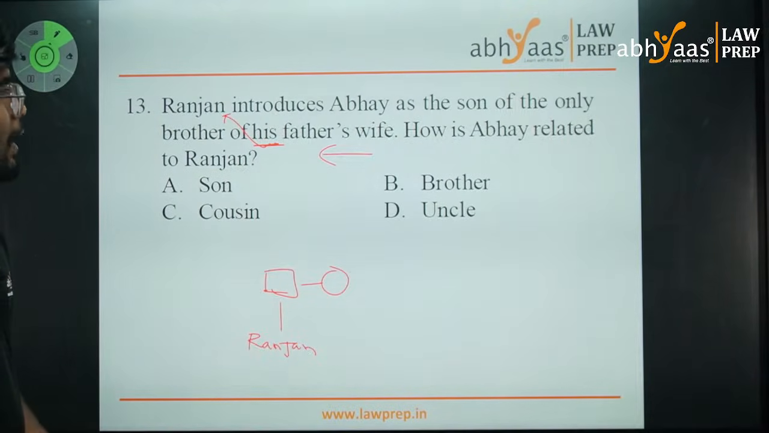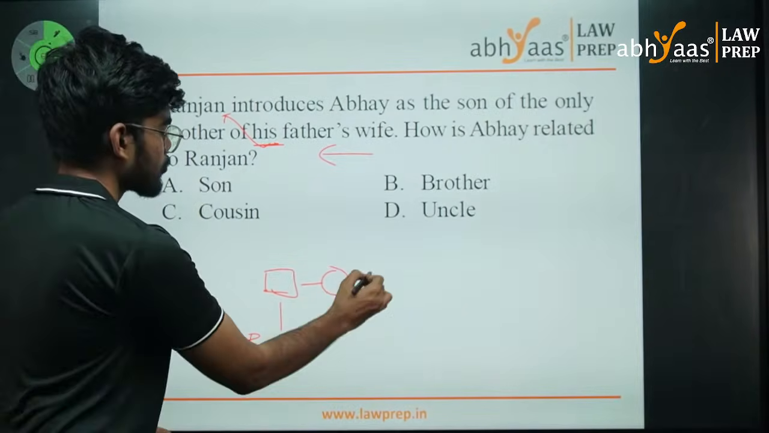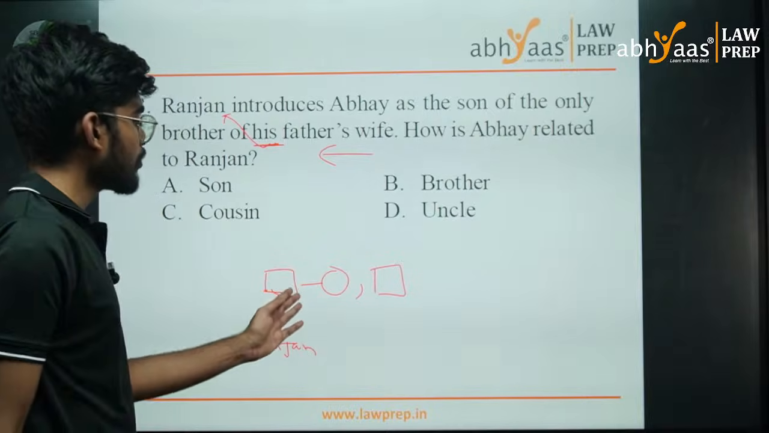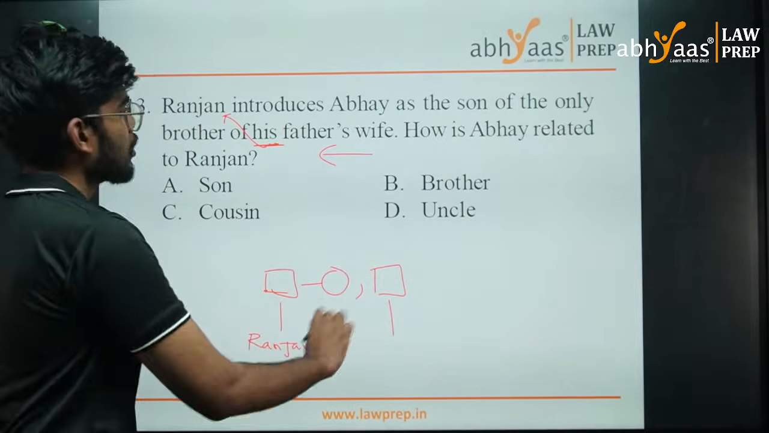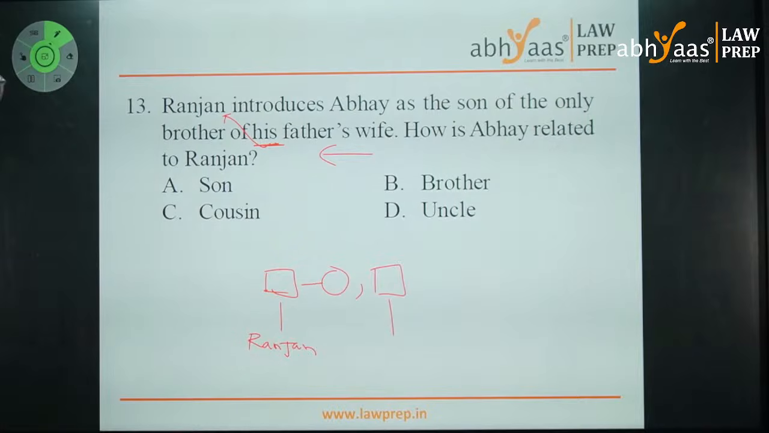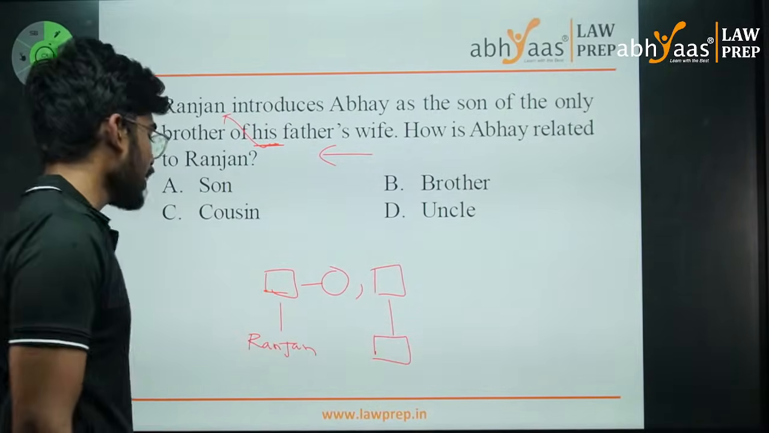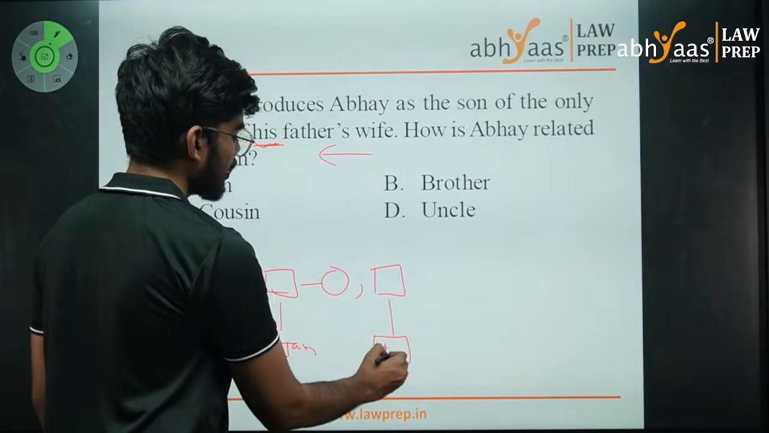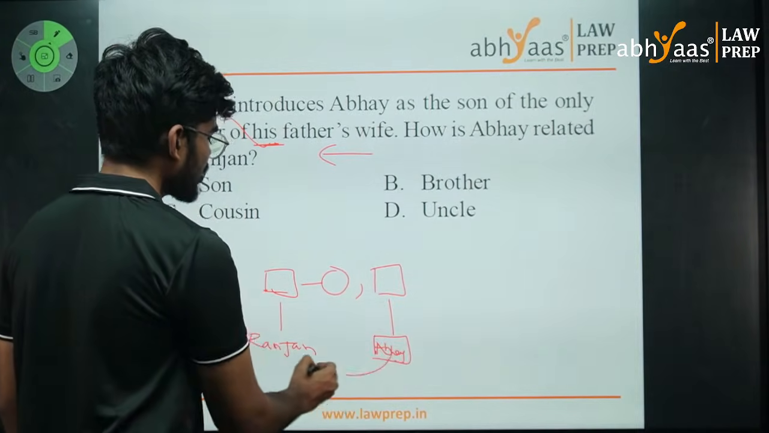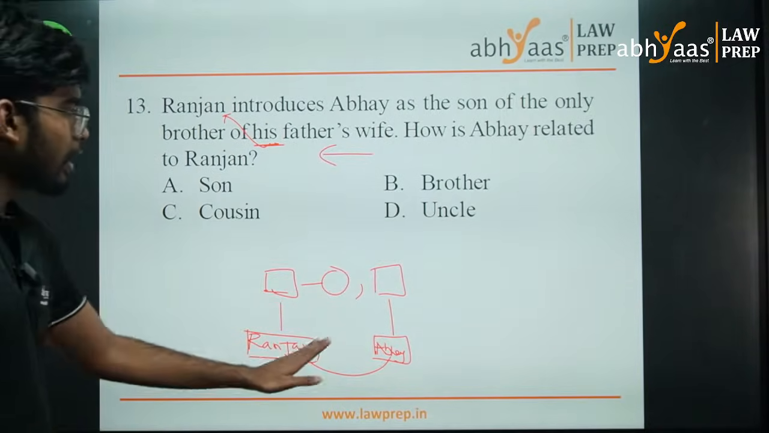Okay, Abhay is the son of the only brother of his father's wife. Yeah, brother of the father's wife. That means he is the son of the only brother of his father's wife. Now, how is Abhay related to Ranjan? Okay, see, this guy is Abhay. How is this Abhay related to Ranjan? Of course, he's a male. We know it. See, he is a cousin.